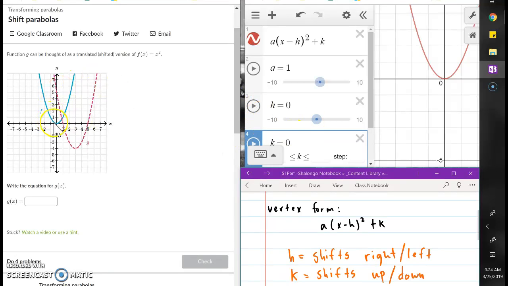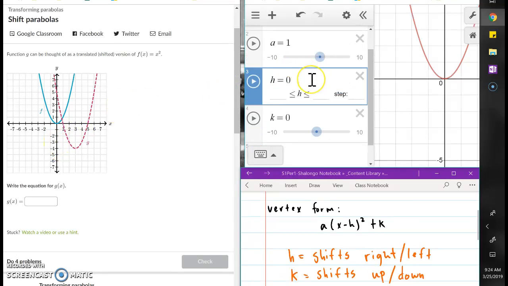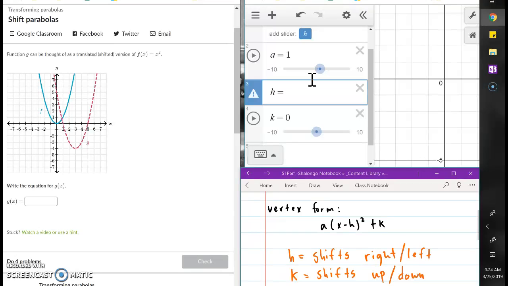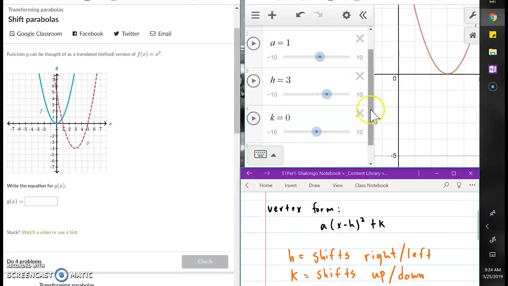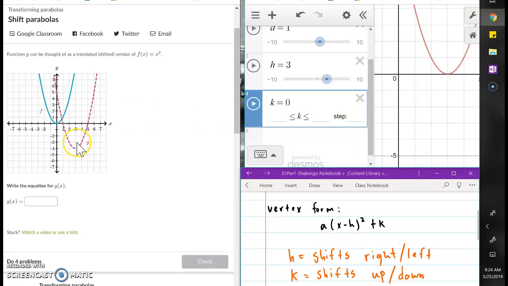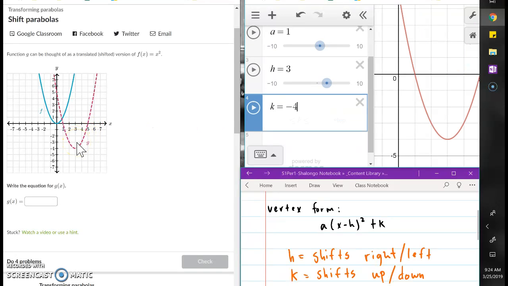We'll see. So I'm counting how many to the right did they shift it? 1, 2, 3. They shifted 3 to the right, and they shifted it 1, 2, 3, 4 down. So I'm going to go to H. 3 to the right would be positive 3. So now you can see in the graph, I've shifted it over 3, and then I want to shift it 4 down. So we'll make K minus 4.